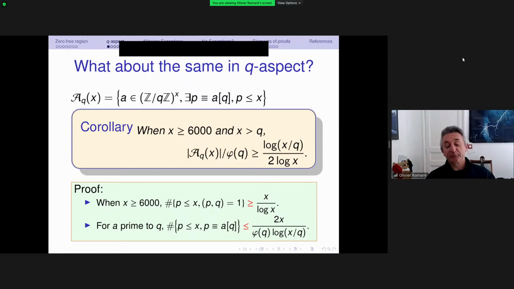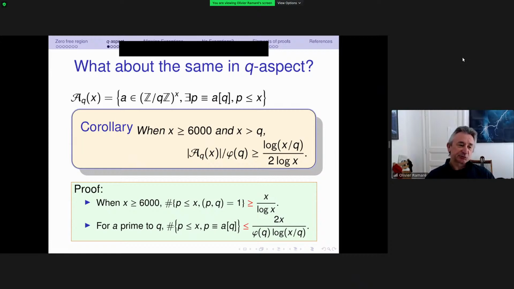Because when you have a new proof of a zero-free region, you wonder whether you can prove that there's no Siegel zero, or whether you can improve on the dependence in the parameters. It turns out that they get exactly the same kind of zero-free region that we usually get. Okay, but we can use the same process in the q aspect in a different manner.